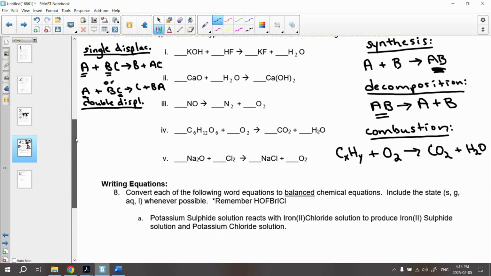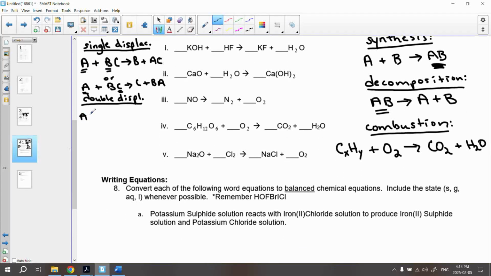In a double displacement, you have two compounds. So compound AB plus compound CD, and they just switch partners. So the easiest way to remember how they switch is it's always a positive one from one compound with a negative one from the other. These are always ionic compounds. So the outside ions get together, A and D make a compound, and the inside ions get together. So it would go C, B, C being the positive one, B being the negative one.